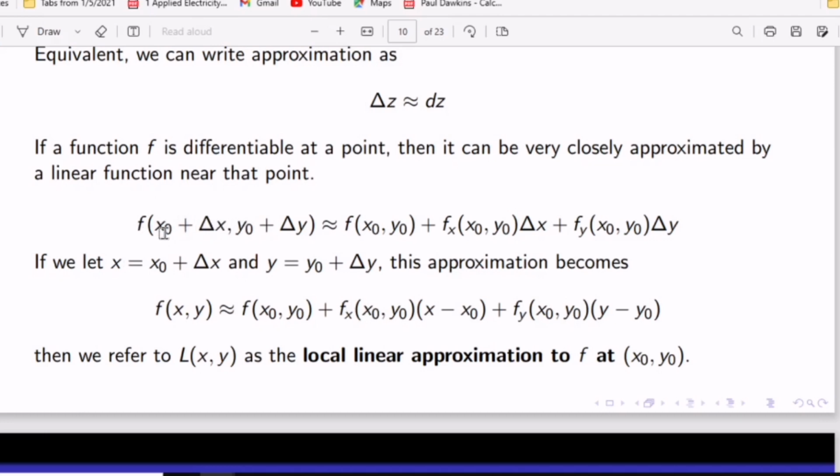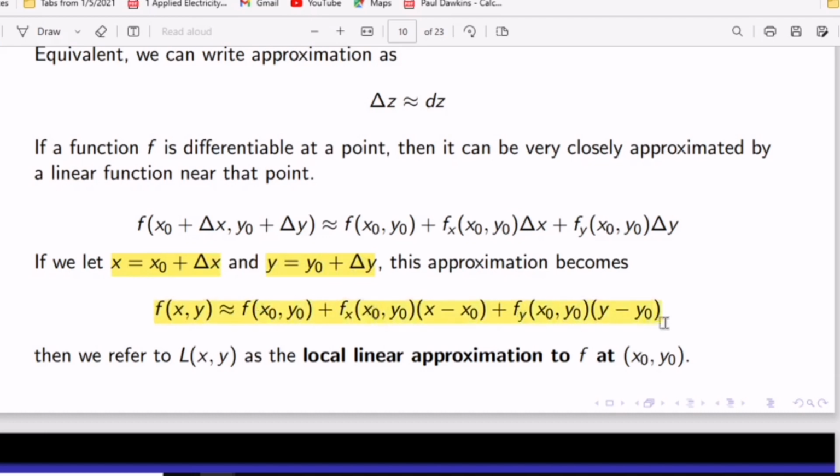So f(x naught plus change in x, y naught plus change in y). And I told you that the change in x and change in y is x minus x naught, y minus y naught. So at the end, you know that x is equal to x naught plus what? Change in x. And y is equal to what? y naught plus change in y. So at the end, when you do the approximation, this is the formula you're going to get. So with the linear approximation, this is what you're going to get.